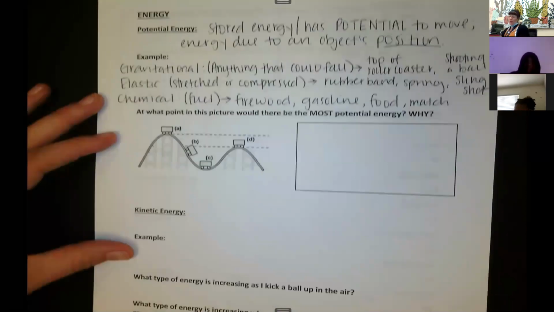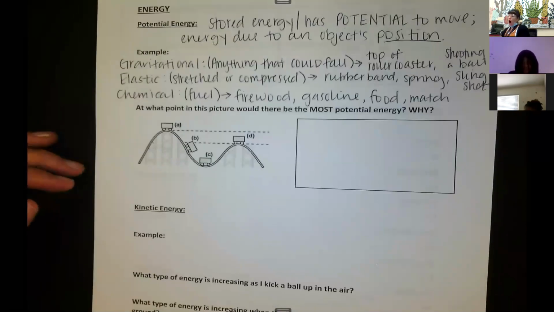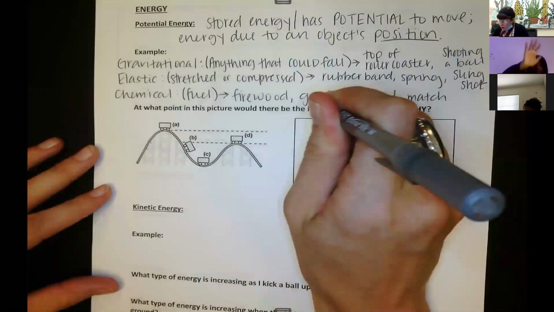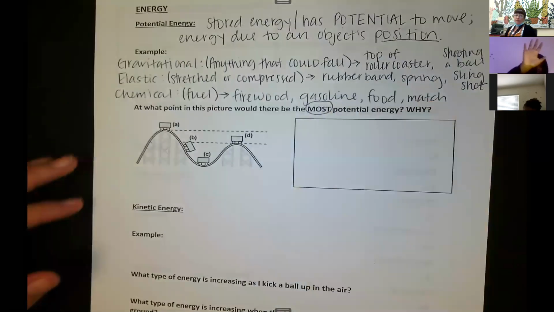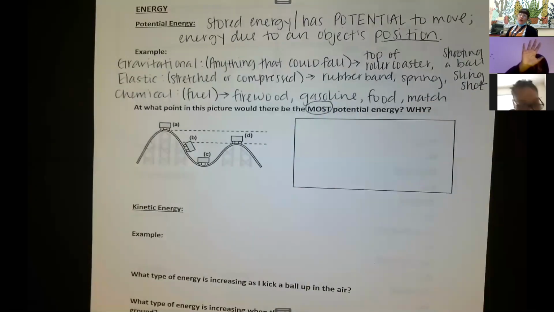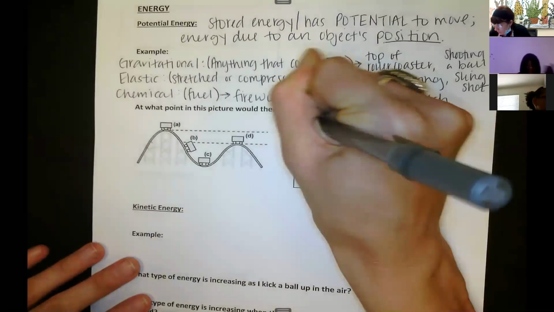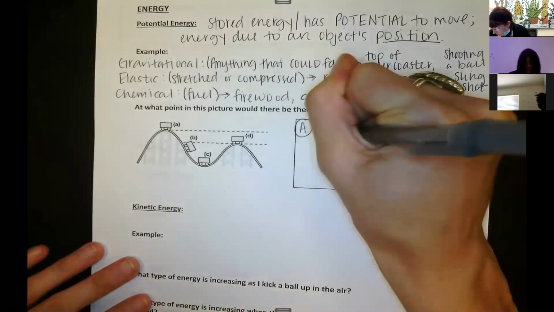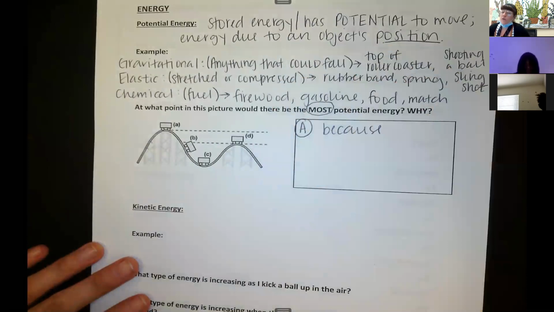At what point in this picture would there be the most potential energy and why? Ayana. Why?